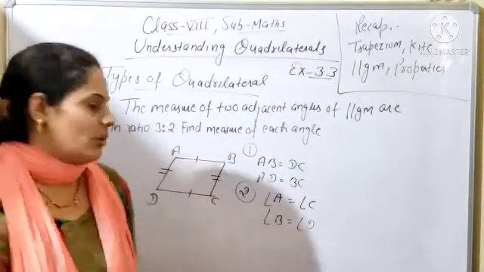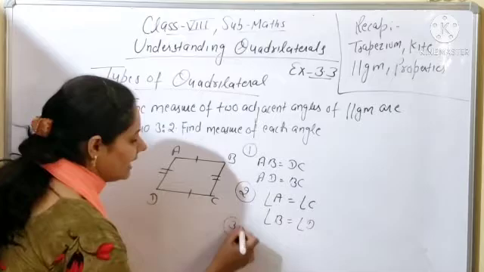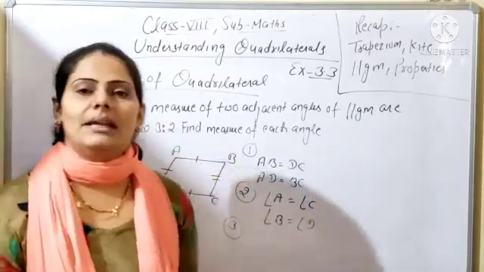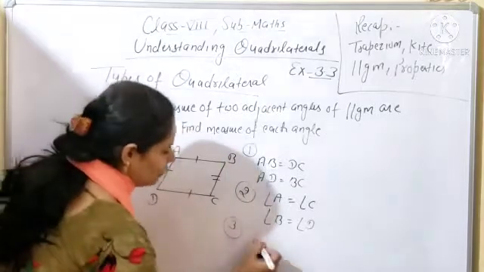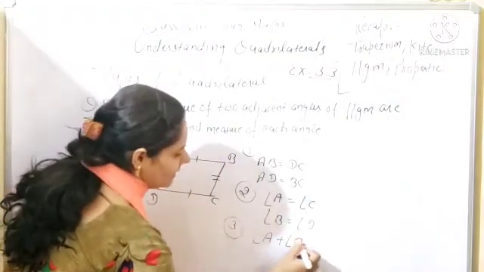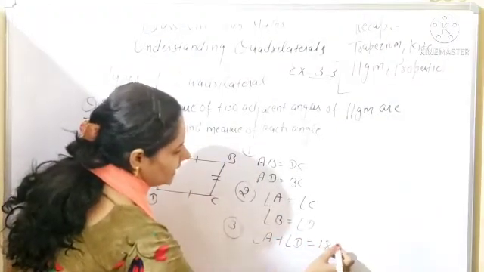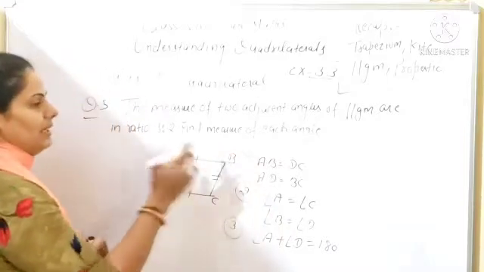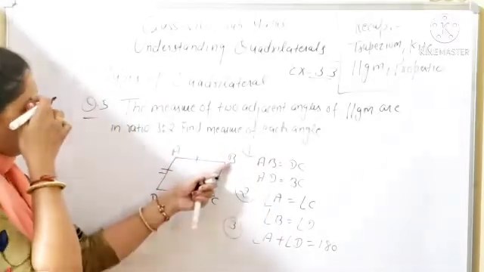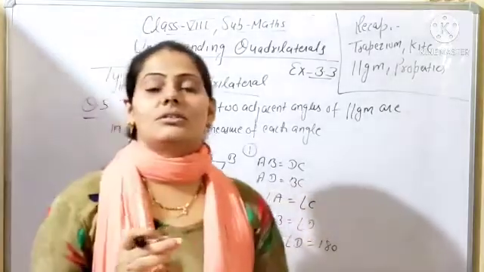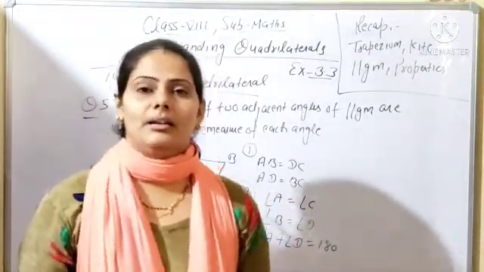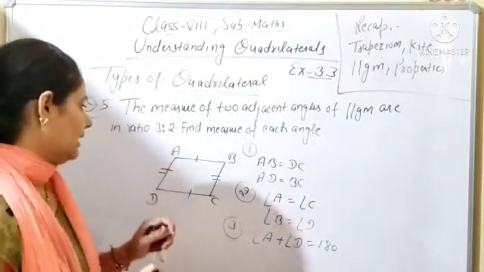Clear? After that, third property is the sum of any two adjacent angles of a parallelogram will be equal to 180 degrees. You can take any two adjacent angles. For example, angle A plus angle D will be equal to 180 degrees. A is adjacent to D and B also. If you are taking angle B, B is adjacent to C and A. So the sum of any two adjacent angles of a parallelogram will be equal to 180 degrees.